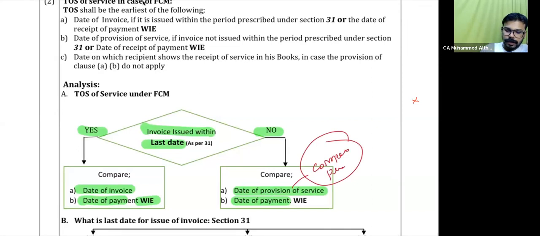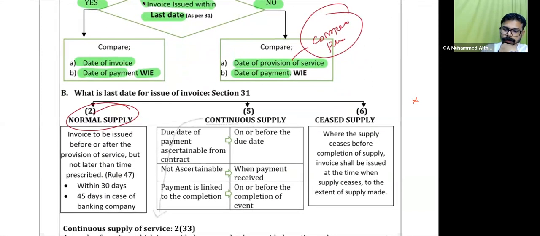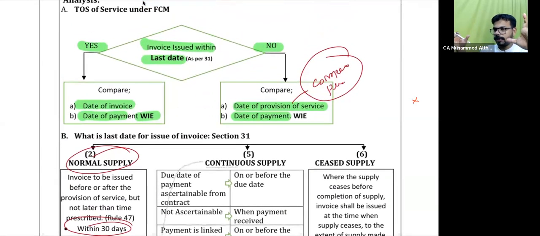I hope all of you have studied this provision, right? And you have studied the last date. What is the last date? In case of normal supply, the invoice has to be issued within 30 days from the date of provision. That is the last date of issue of invoice. You have to study this provision, then only you will understand the question.